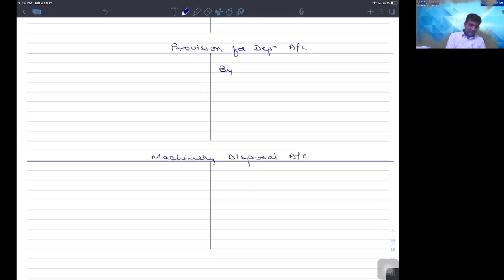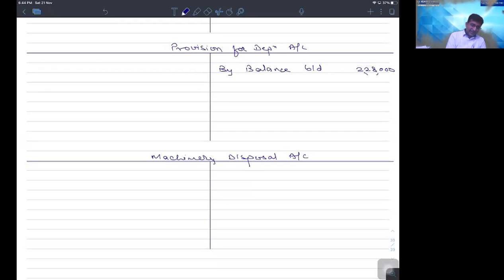By balance brought down as 2,28,000. How 2,28,000? First year ka depreciation 1,20,000, second year ka depreciation 1,08,000. So total comes to 2,28,000. Correct hai?